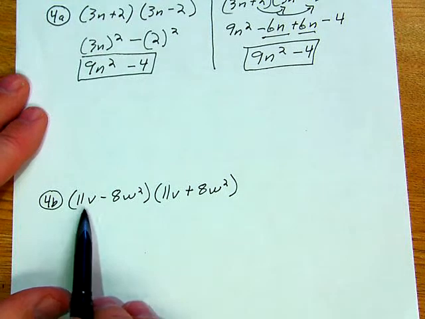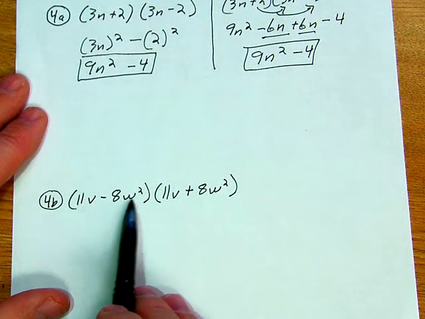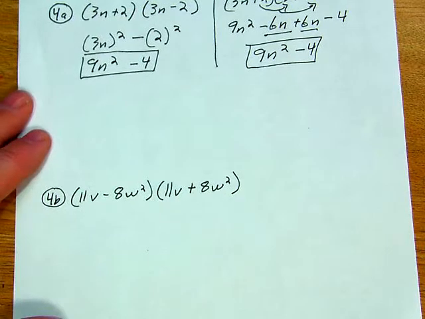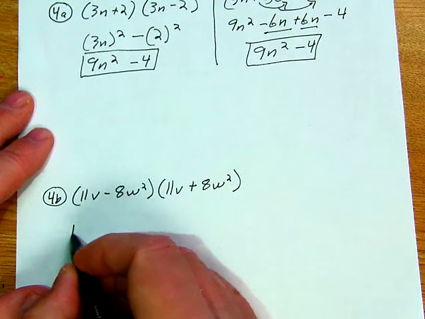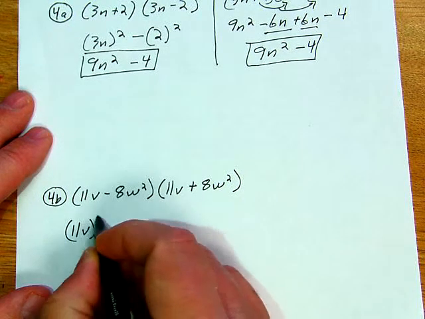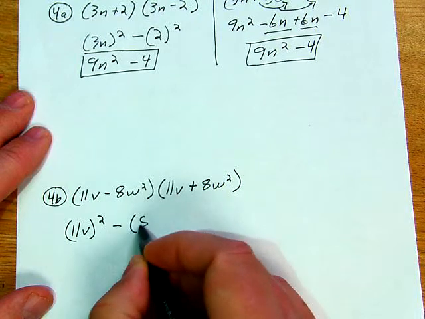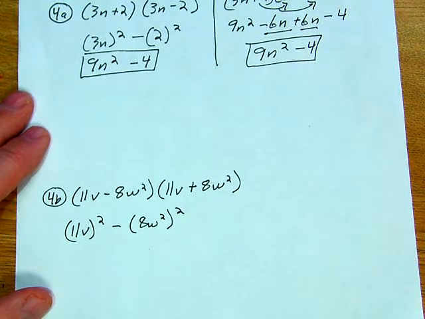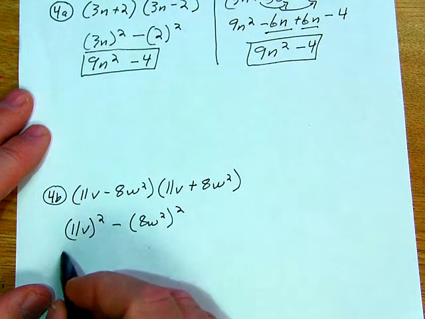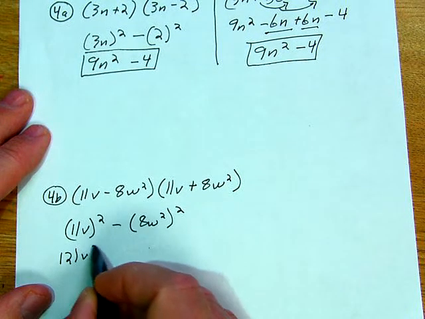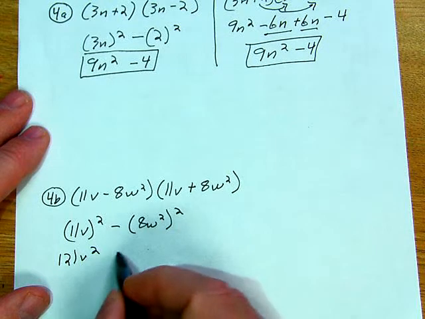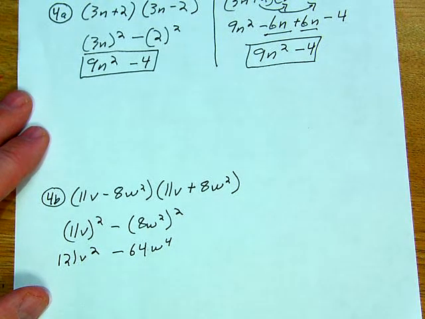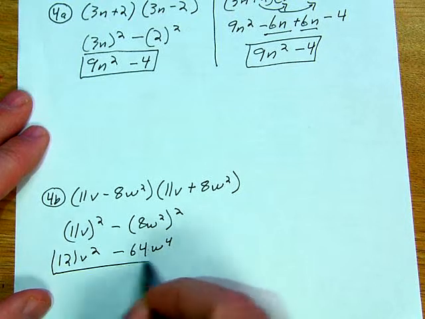This one, we see that it's 11v minus 8w squared and 11v plus 8w squared. So it follows our rules. We can go a squared minus b squared. And that's what we'll get for an answer. And let's finish it out. 11 squared v squared is 121 minus 64w to the 4th. And that is our answer.